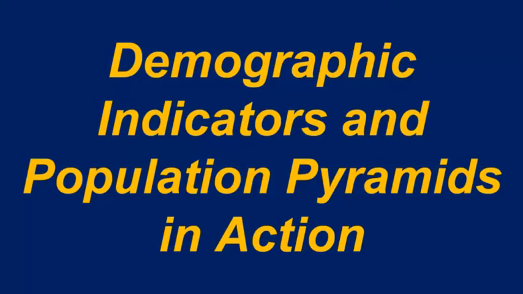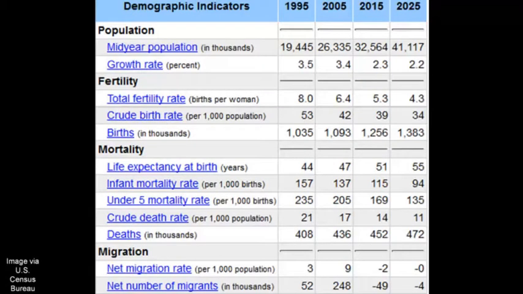And now we present our first case. Here we have a country in which its growth rate's declining, but it's still fairly high, especially 95 and 2005 was high. We see fertility rate's coming down, but still is quite high. Currently 5.3 compared to the United States, which is about 2.0. Crude birth rate, 2015, 39 is extremely high. So a very, very high birth rate. So we're starting to get some clues here.